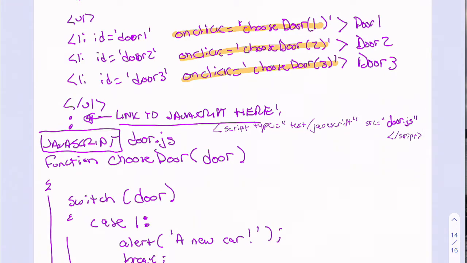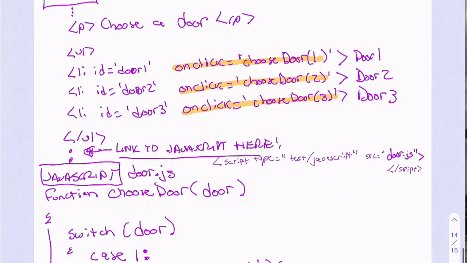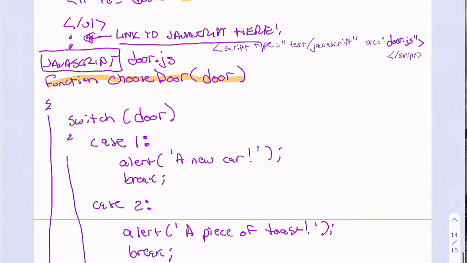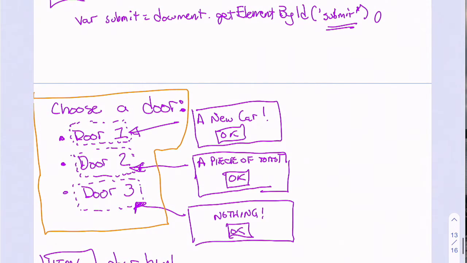And then we'll do a close script. And that will go right where it says link to JavaScript here. All right, so the HTML is now linked to door.js. And when the user clicks on door number 1, that will call choose door 1, which will then invoke the function in JavaScript. And we will invoke case 1, do the alert, and a new car dialog box will appear.